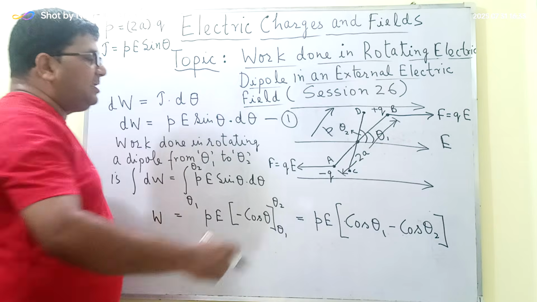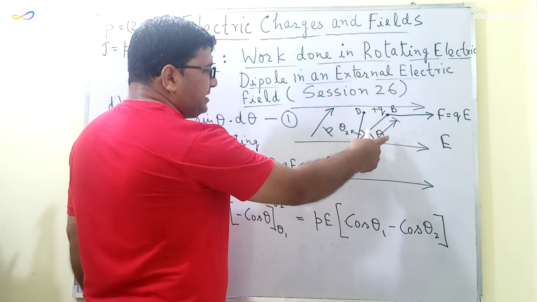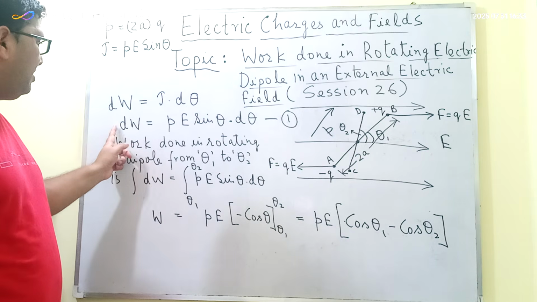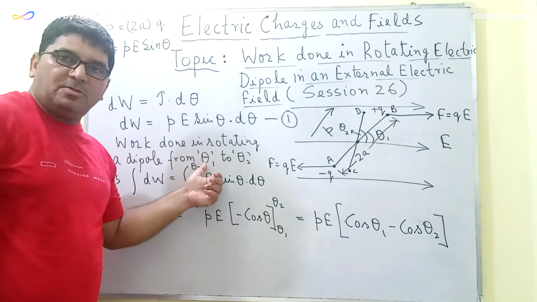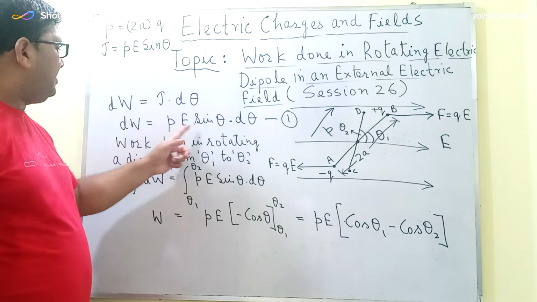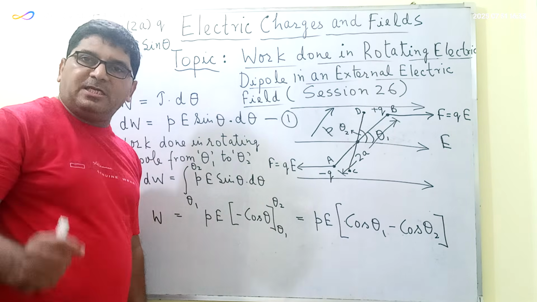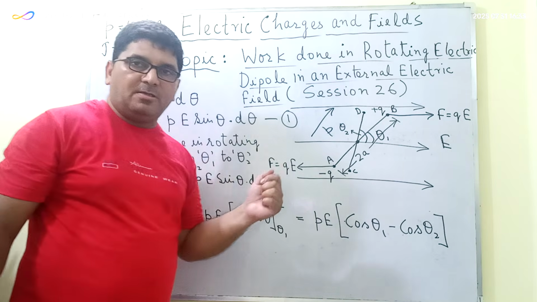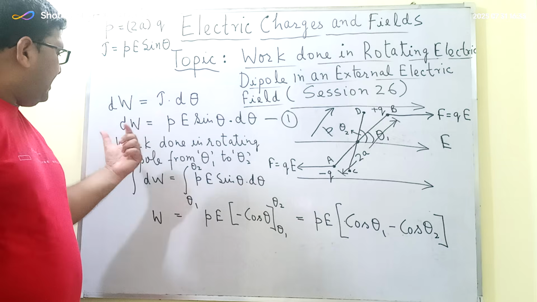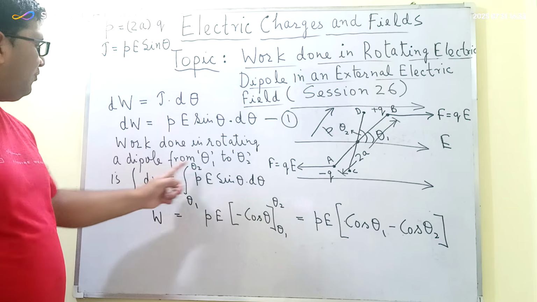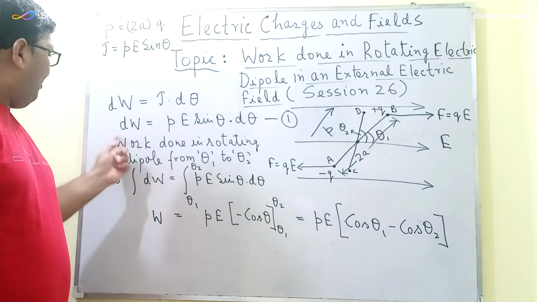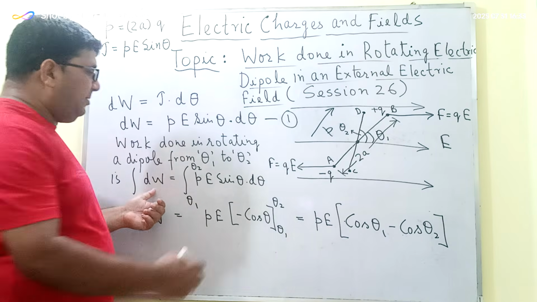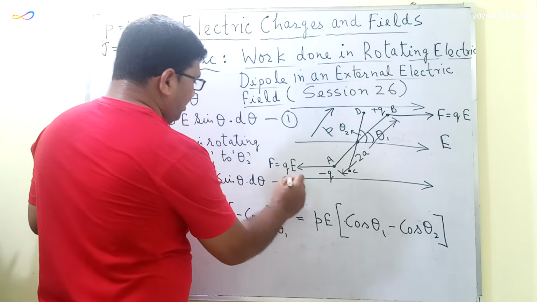Now in order to calculate the total amount of work done in rotating this dipole from theta 1 to theta 2, I will simply integrate this equation within the limits of theta 1 and theta 2. This equation, dW is equal to PE sine theta d theta, is the work done in rotating a dipole through a very small angular displacement, say d theta. So in order to get the total work done in rotating a dipole from theta 1 to theta 2, I will simply integrate this equation within the limits of theta 1 and theta 2. Let us say this is equation number 2.